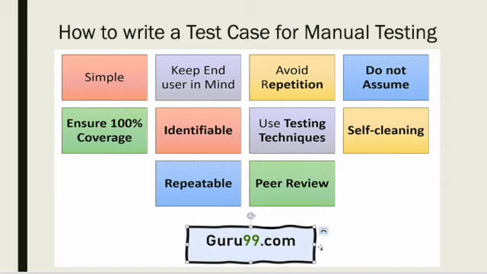Is it for business owners, small and medium enterprise owners? Is it for university students? Is it for all users in their different categories? So you have to keep in mind the end users. Then you have to avoid repetition.